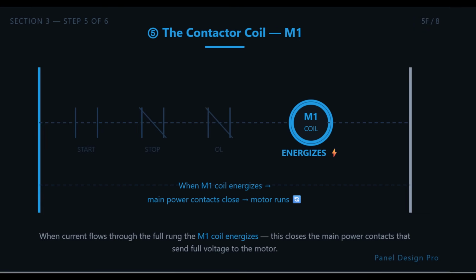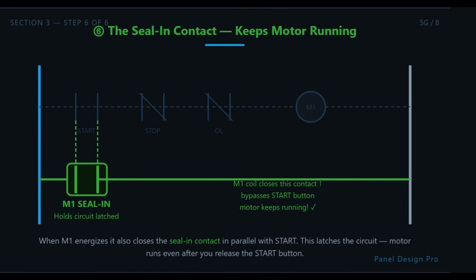At the end of the rung is our contactor coil, labeled M1. When current flows all the way through the rung, past the start button, past the stop button, past the overload, the coil energizes. When that coil energizes, it also closes a second contact in parallel with the start button, called a seal-in contact or holding contact. This keeps the circuit energized even after you let go of the start button. That's how a motor keeps running after you press start just once. This is the foundation of almost every control circuit you will ever work on.